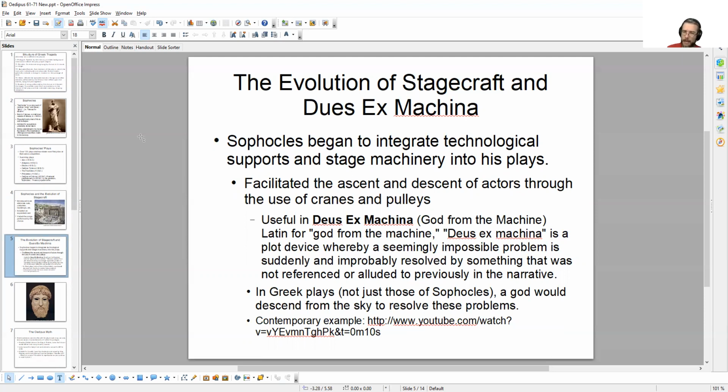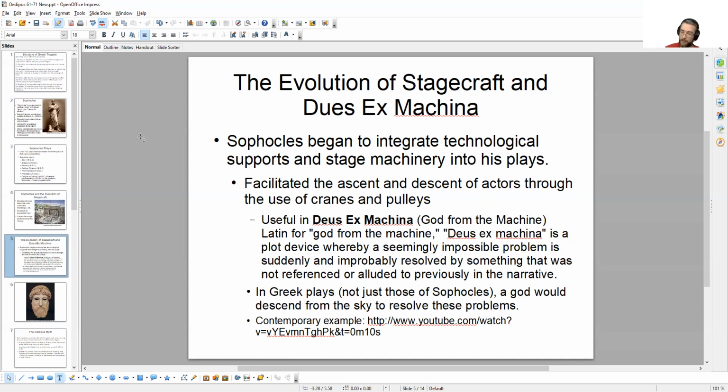Now, Deus Ex Machina, literally meaning God from the machine, Deus, God, and then ex, from, and then machina, the machine, is a Latin phrase that describes a plot device wherein something that seems impossible or unlikely occurs to resolve the seemingly irresolvable tensions of the play in order to solve the problems that the poet has constructed.